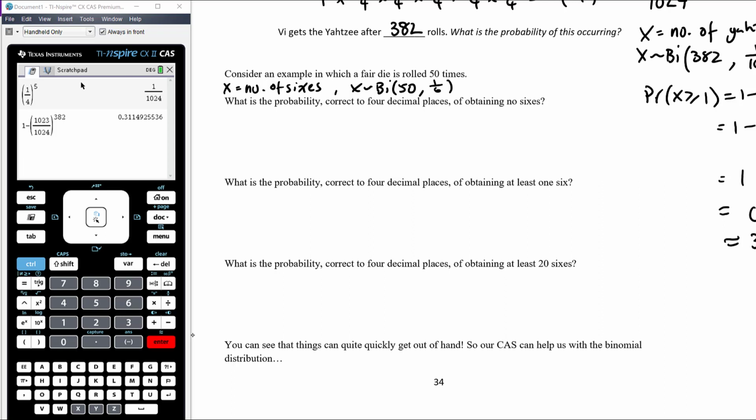What is the probability, correct to 4 decimal places, of obtaining no 6s? That is the probability that x is equal to 0, so the number of 6s is 0, and that is going to be 50 choose 0, 1/6 to the power of 0, 5/6 to the power of 50. So that's just 5/6 to the power of 50.